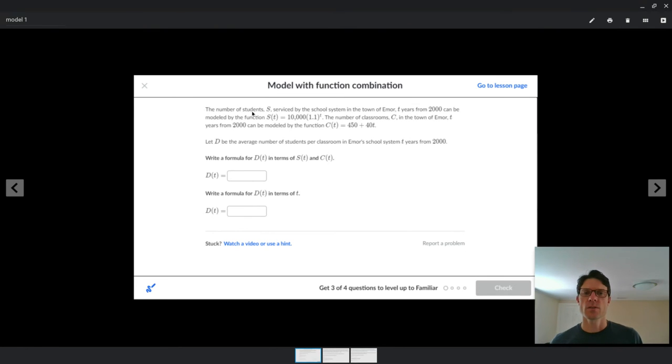Like the number of students S served by a school system can be modeled by the function S. The number of classrooms in the town can be modeled by C of t, and there's this function here. Then they want you to write a formula for D of t, which is the average number of students per classroom in the school system, right? So there's nothing about these formulas that's going to tell you whether you add, subtract, multiply, or divide these equations together.